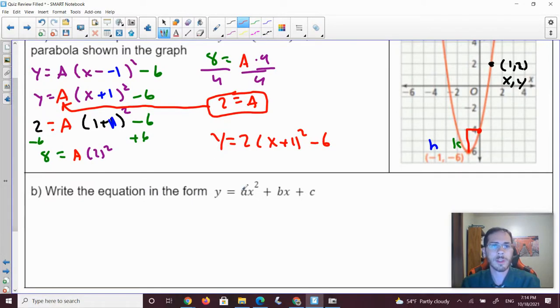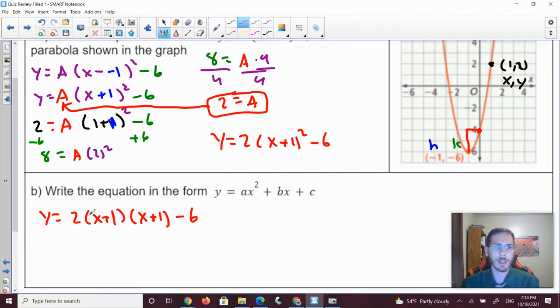For part B, it says write the equation in the form y equals ax squared plus bx plus c. So now what we want to do is actually expand this. I'm going to rewrite this as 2(x plus 1)(x plus 1) minus 6. Now there's a whole bunch of ways that we could choose to multiply this.